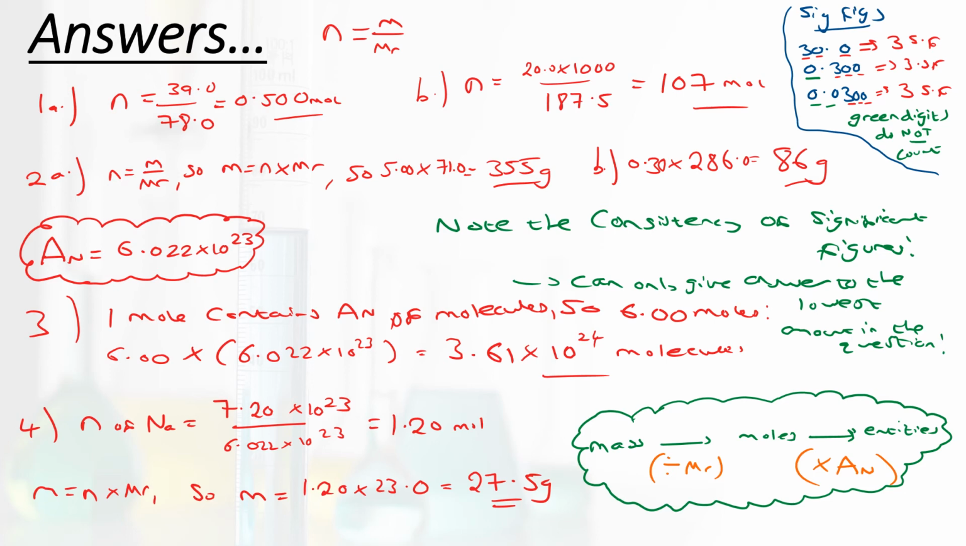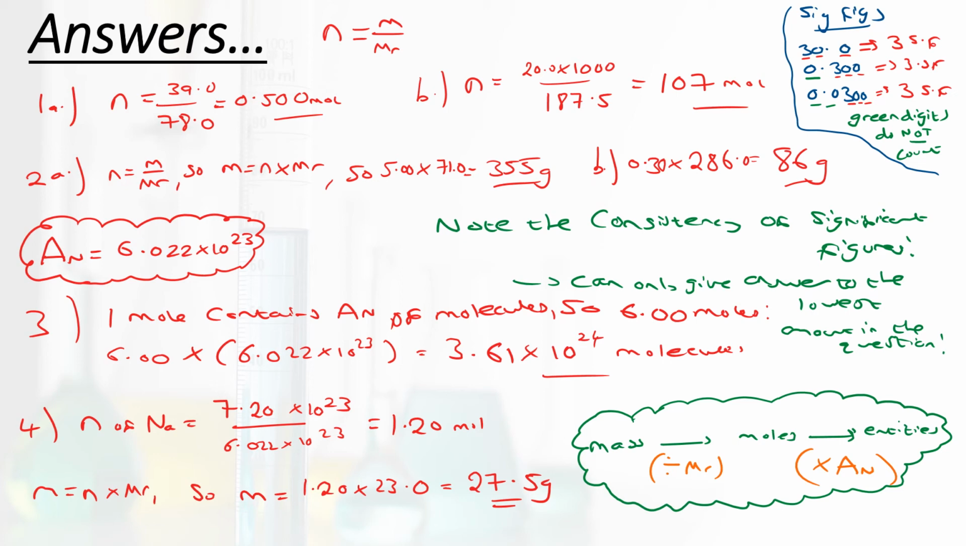Secondly, we had to work out for 20 kilograms of copper nitrate. Now the key thing here is that it's 20 kilograms, not 20 grams. If we go back to looking at the units of our moles equation, the mass has to be in grams. So we have to convert the 20 kilograms into 20,000 grams by multiplying by 1,000. And then we divide by the molecular mass, and if you work out the molecular mass of copper nitrate, it comes out to be 187.5.